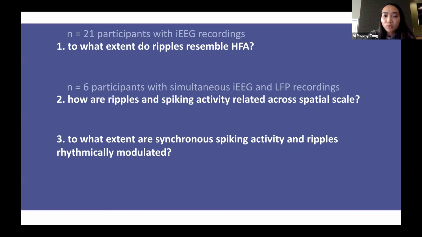So we explore the ripple signals in human cortex further. In 21 patients with intracranial EEG recordings, we asked to what extent do ripples resemble high frequency activity at the macroscale? And in 6 participants with simultaneous intracranial EEG and local field potential recordings, we asked how are ripples and spiking activity related across spatial scale? And we asked to what extent are synchronous spiking activity and ripples rhythmically modulated across spatial scale.